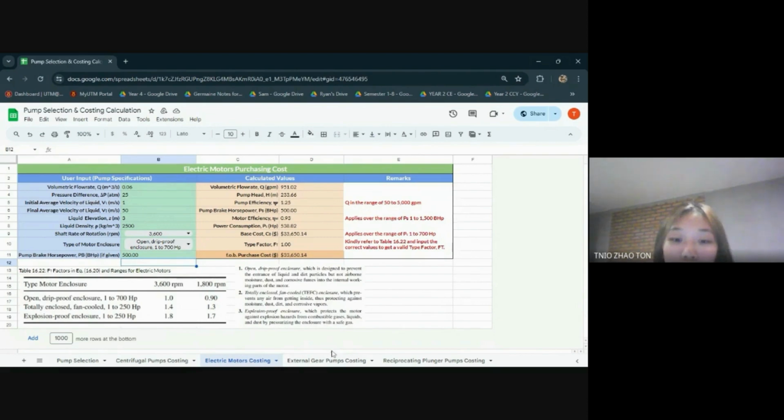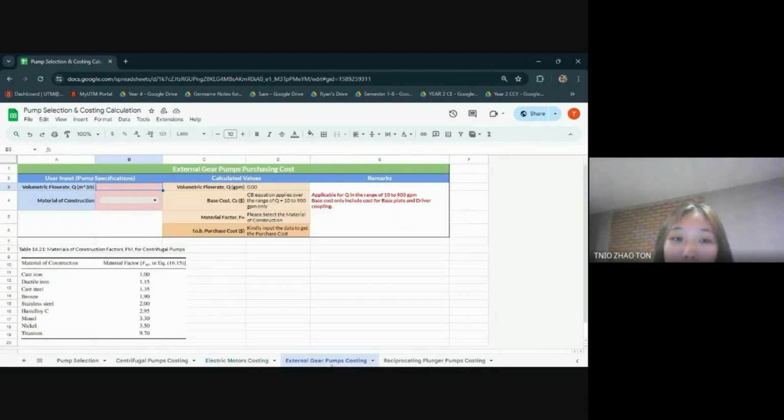So let's move to the external gear pump costing. Same as electric motor costing, we need to input the value at volumetric flow rate first. So let's input it at 0.05 meter cube per second. There we will get the volumetric flow rate at 792.52 gallons per minute, and also the base cost.